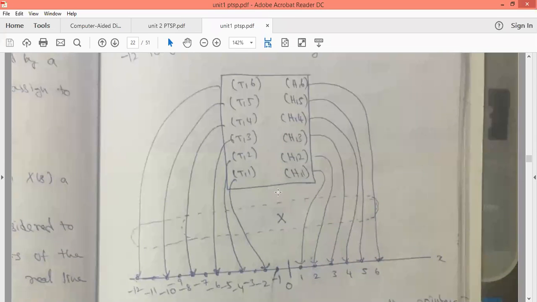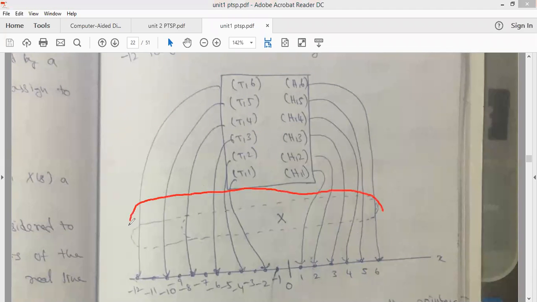One more thing you have to observe: the total number of elements in the sample space is 12. How many elements are mapped onto the real axis? This is called the random variable. This function maps the sample space onto the real line. So the sample space with 12 values is mapped to 12 values on the real line.